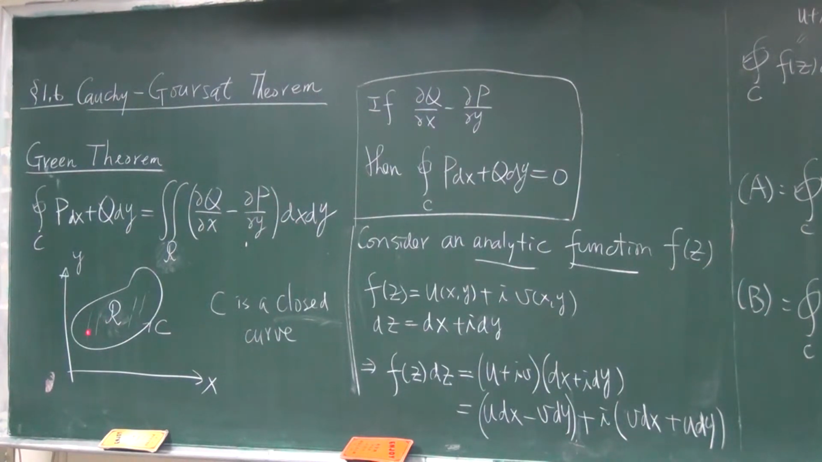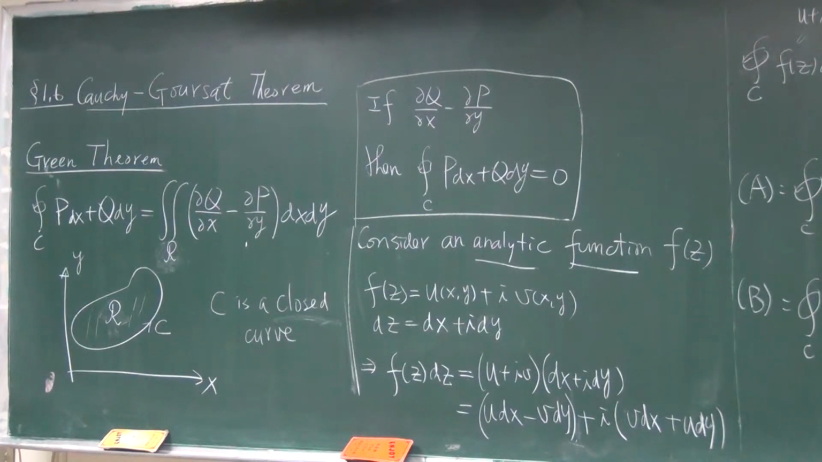This is a small area element. And then P dx plus Q dy integration along C will be equal to partial Q partial x minus partial P partial y, integrated inside the region R here. This is the result of the Green theorem.